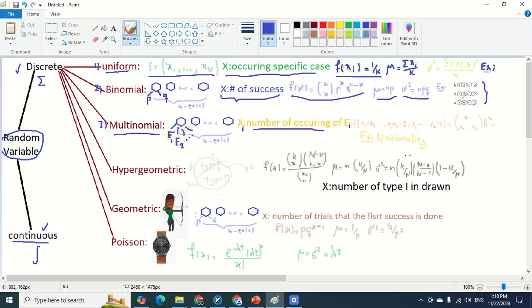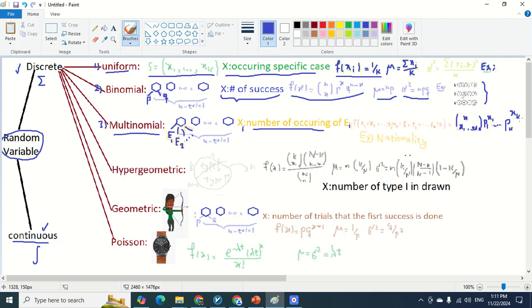For that type of case, we calculate the probability distribution function by the combination of x1 up to xk out of n, multiplied by the probability p1 to the power of x1, times p2 to the power of x2, up to pk, if you have k cases, to the power of xk.